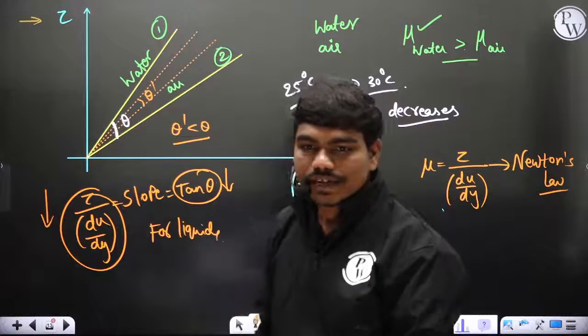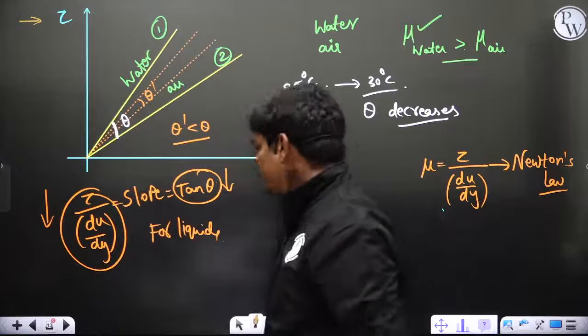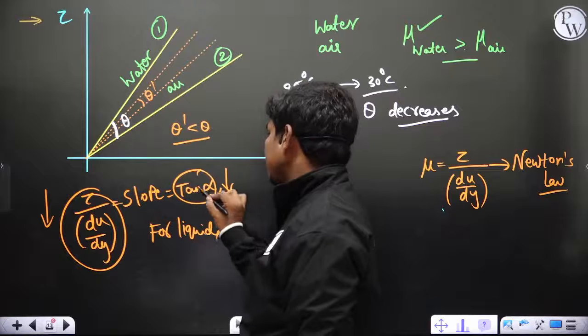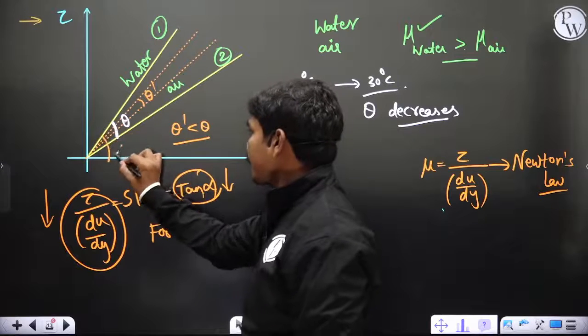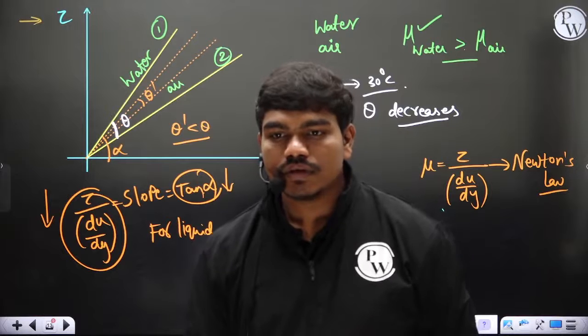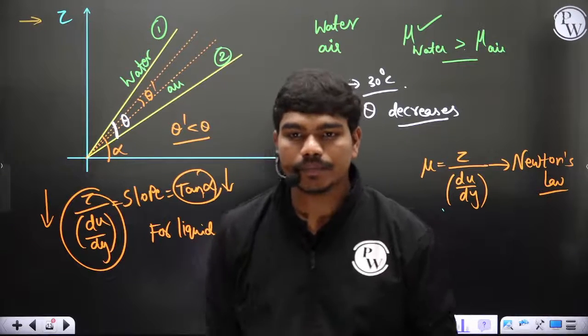Yeah, but for gas, theta will increase. Okay, theta is the angle between these two lines, not with the x-axis. Clear? Maybe here you got confused. This is alpha, let us say, for example. Yeah, for gases, dynamic viscosity will increase with temperature. Clear?